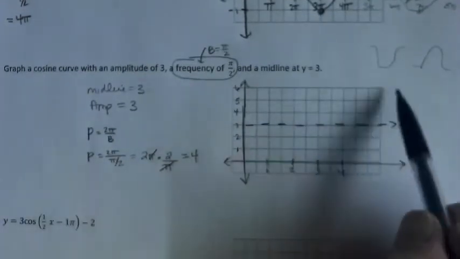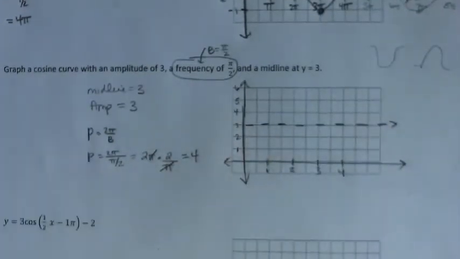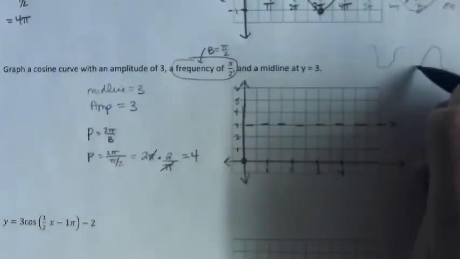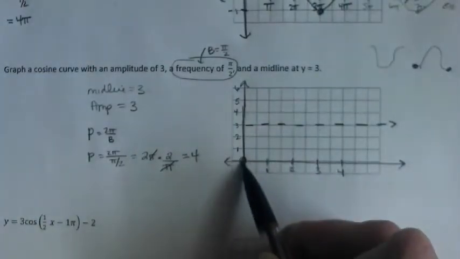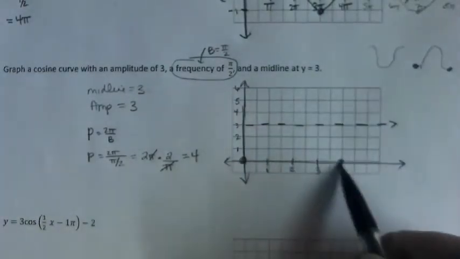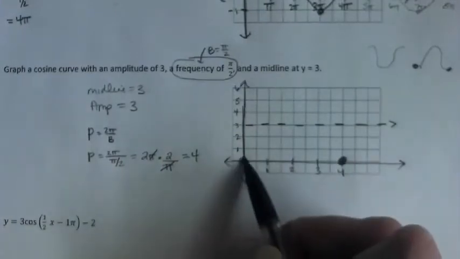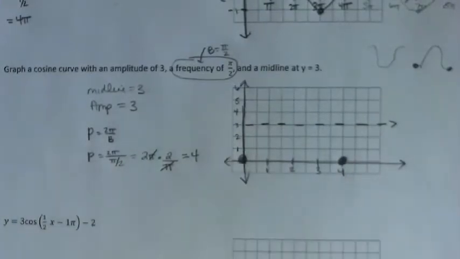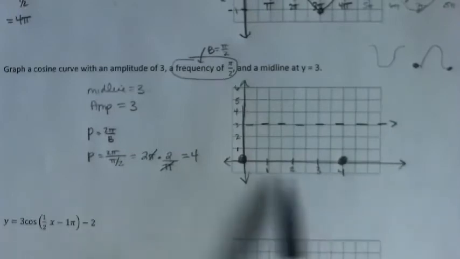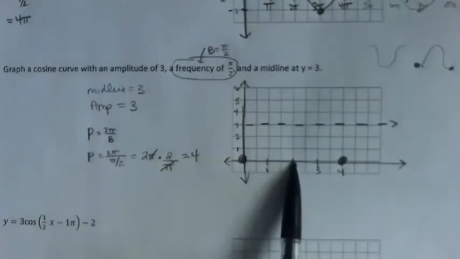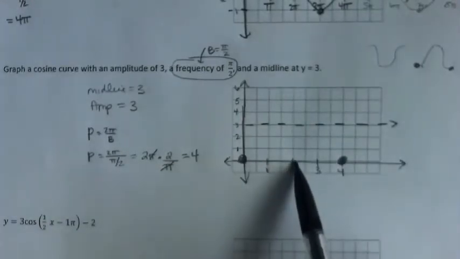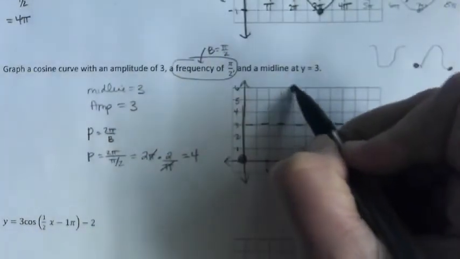So I can start at a minimum, which, where is my minimum again? 0. So I start with this point, and I'm going to end with this point, and the end point is going to be 1 period later, also at a minimum, which would be here. Those are my 2 minimums. My maximum is going to occur at what x value? 2. My maximum is going to happen halfway in between, and it will be at a y value of 6.